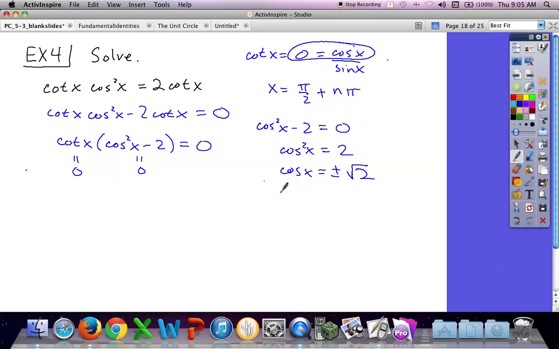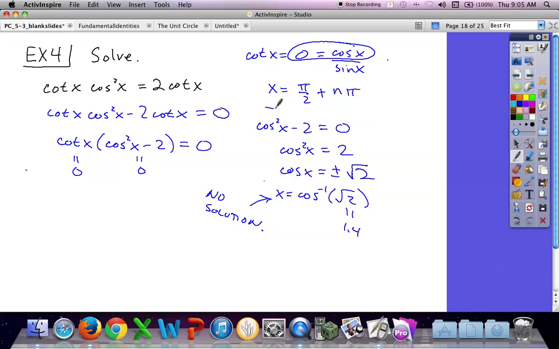If I tried to do x equals cosine inverse of the square root of 2, you're going to get a domain error. Cosine cannot equal a number bigger than 1 or less than -1, right? Because that is approximately 1.4, not in the domain. So there's no solution that comes from here. No solution.